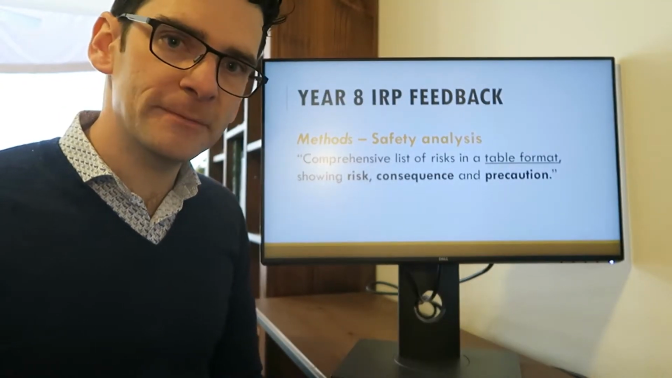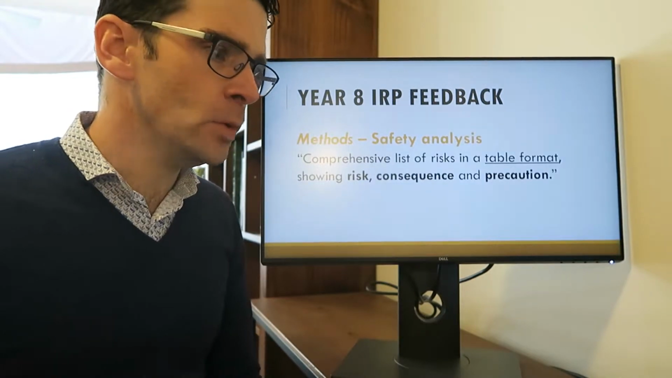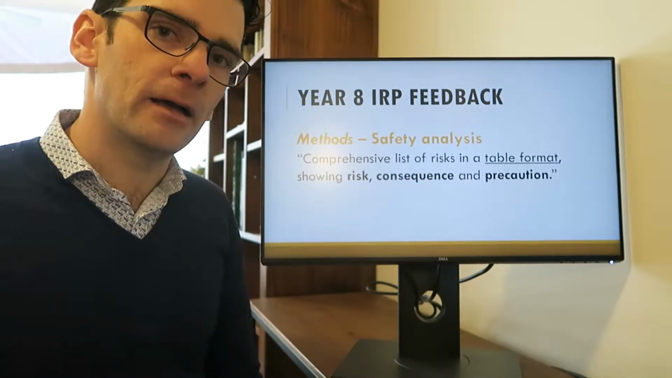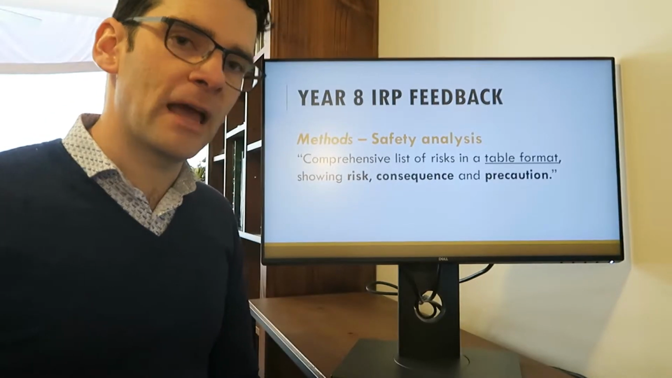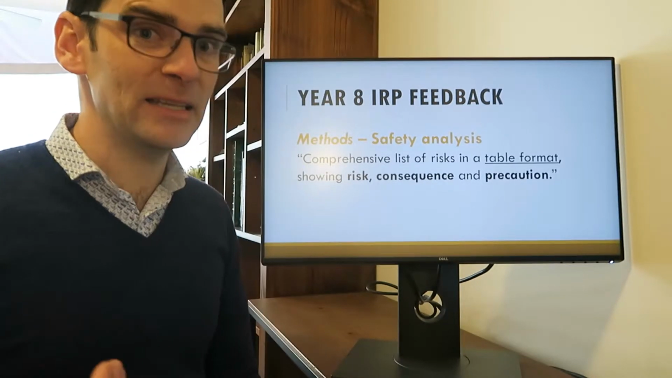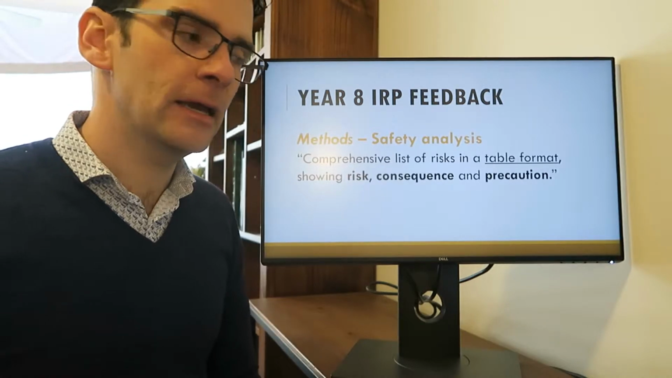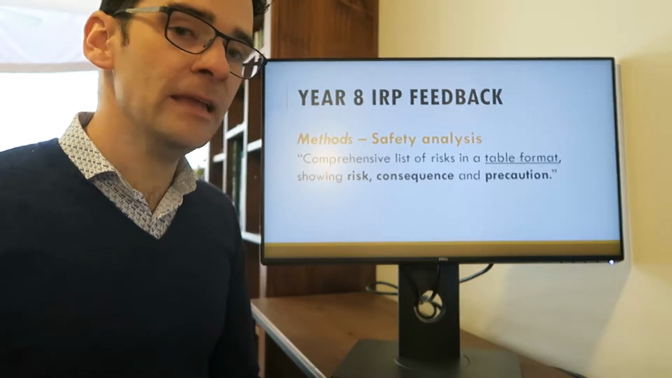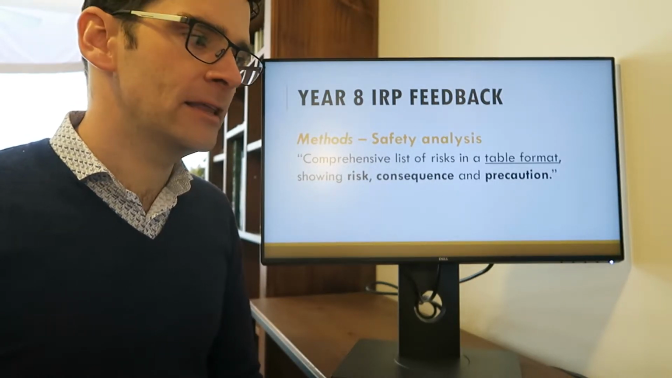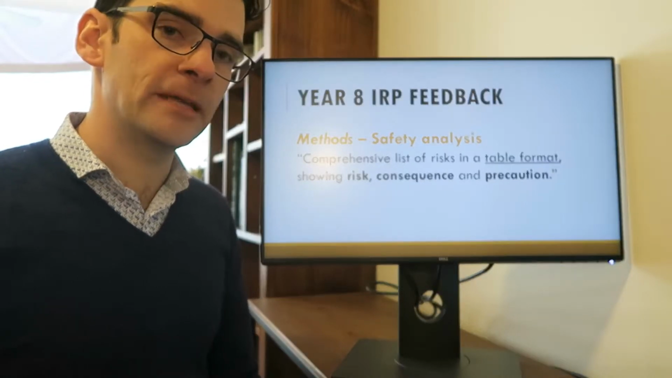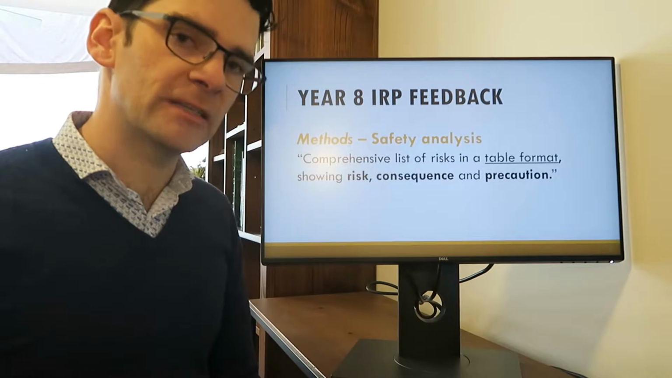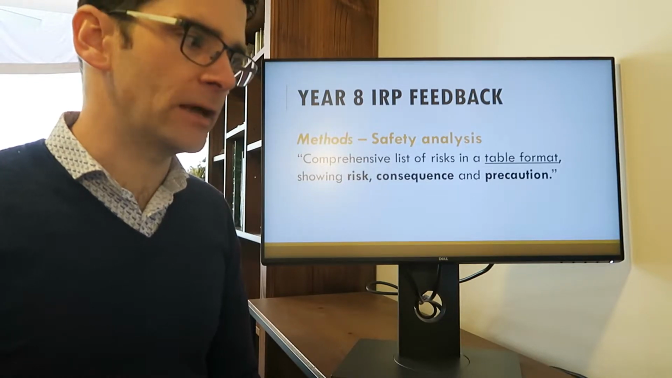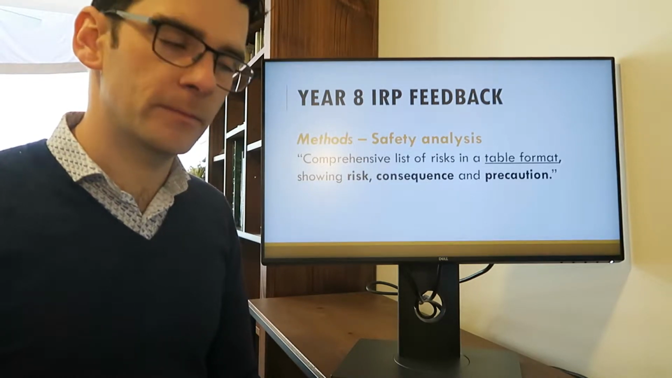And finally, the last section of the methods was the safety analysis. Now, to get full marks for this section, we wanted a comprehensive list, so that means at least 3 things, generally produced in a table format that showed both the risk, the potential consequence of that risk, and a precaution that you would suggest taking, or you did take, to make sure that that risk didn't have a severe consequence.